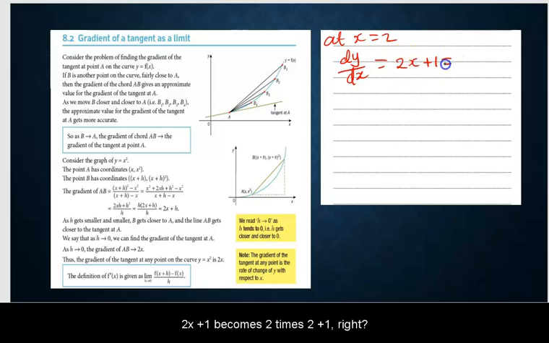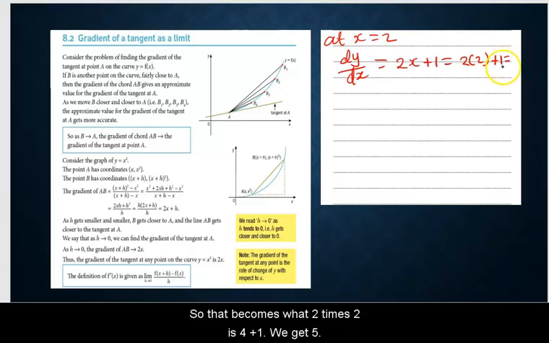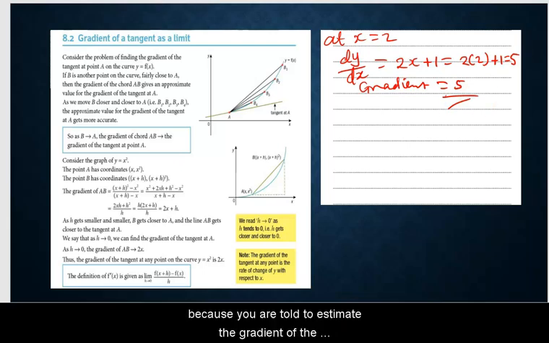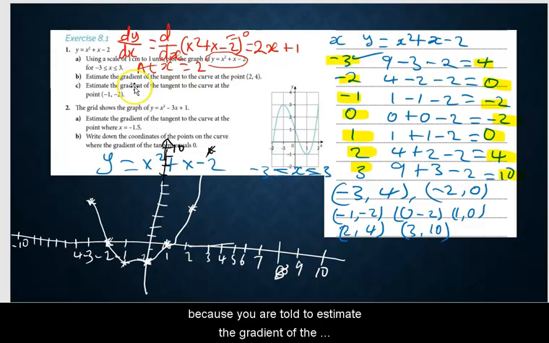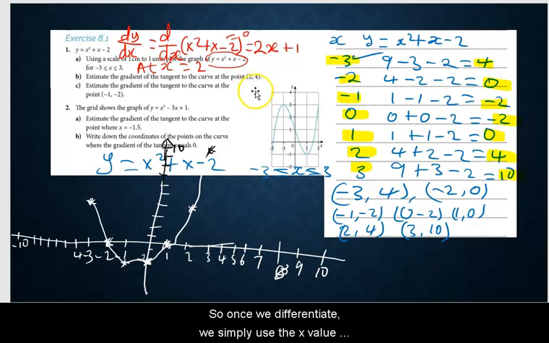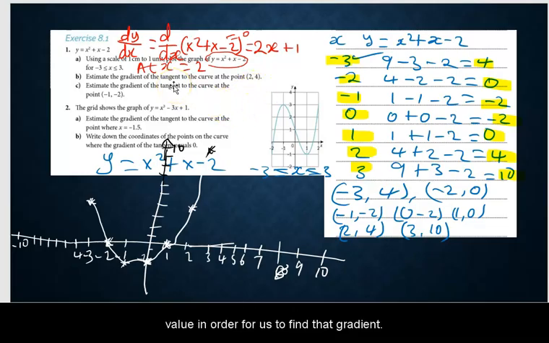2x plus 1 becomes 2 times 2 plus 1, right? So that becomes 2 times 2 is 4 plus 1, we get 5. So the gradient in this case is equal to 5. That's how you are able to compute that, because you are told to estimate the gradient of the tangent at the point. So once we differentiate, we simply use the x value in order for us to find that gradient. The gradient is equal to 5.